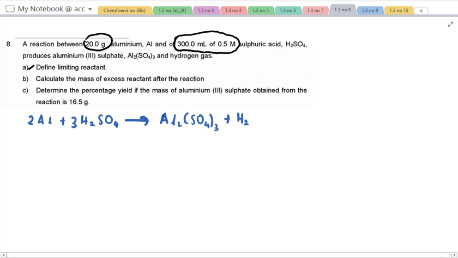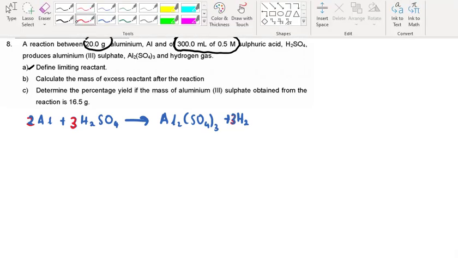Then what's next? H2 is 6, so put 3 here. Then this is the balance equation. So 2 mole of aluminium reacts with 3 mole of sulfuric acid to form 1 mole of aluminium sulfate plus 3 mole of H2 gas.